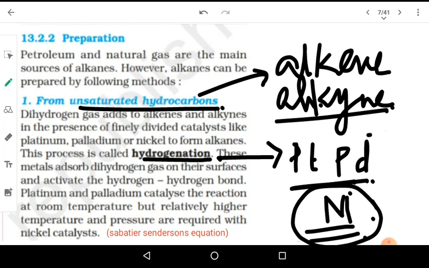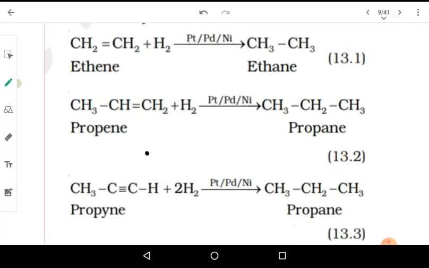Now, the most important point to note is that platinum, palladium, and nickel should be finely divided, so that it has very large surface area for carrying out the reaction. Now, let us see how the reaction is carried out.